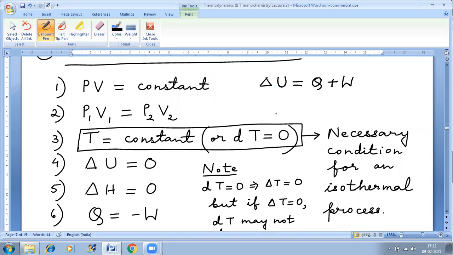Now, in an isothermal process, delta U is 0. So 0 is equal to Q plus W, and so Q is equal to minus W. So from the first law, I get this.